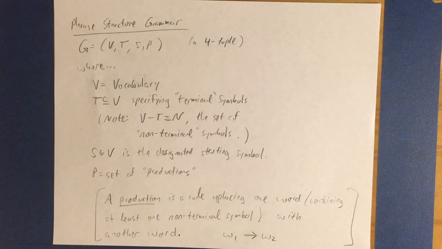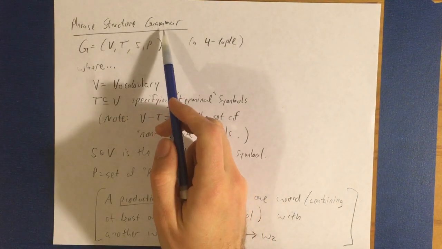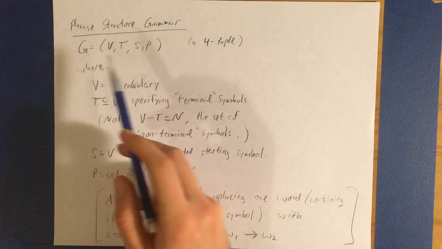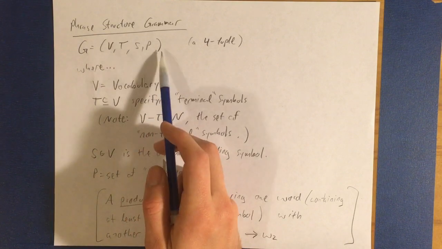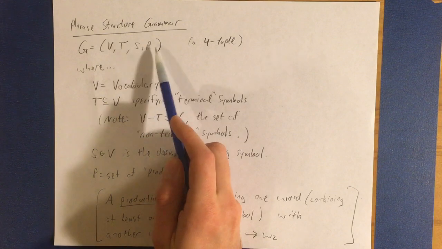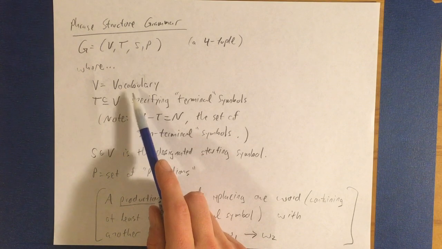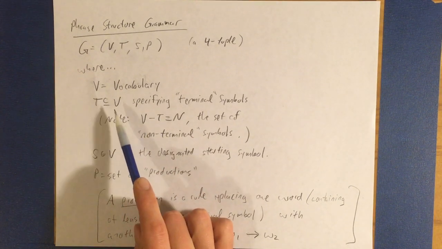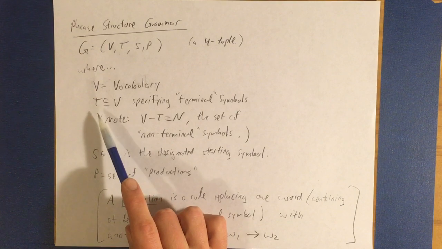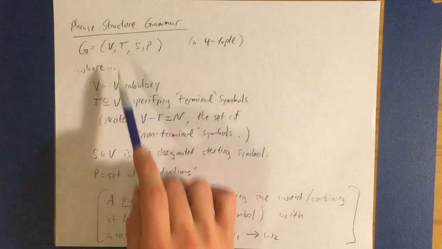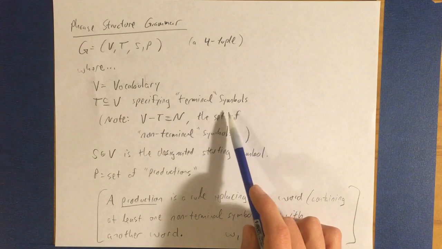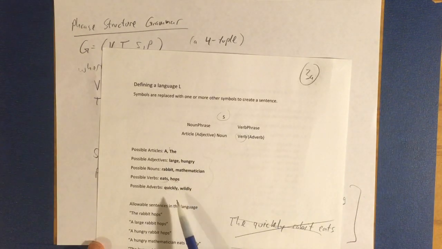All right, so a phrase structure grammar is a mathematical object, and it is a four-tuple, meaning that it has basically four distinct parts. Given that it's a grammar, we're going to call it G, and it equals this four-tuple, and the components are called in general V, T, S, and P, where V is the specified vocabulary that our grammar will use. T is going to be a subset of that vocabulary, which is the set of terminal symbols. So T specifies which symbols are terminal.